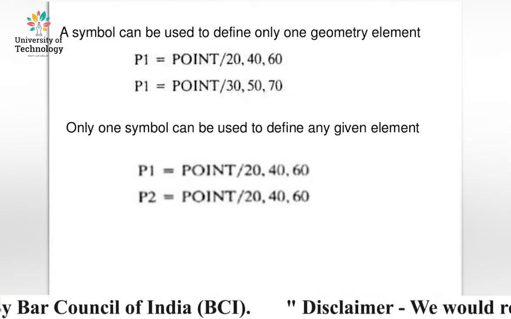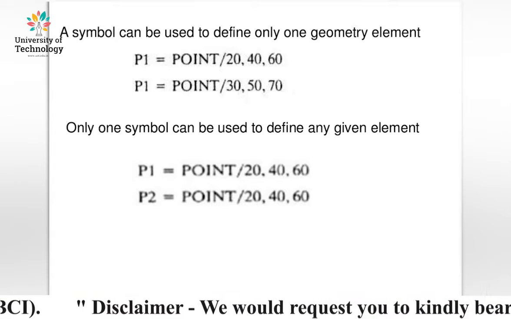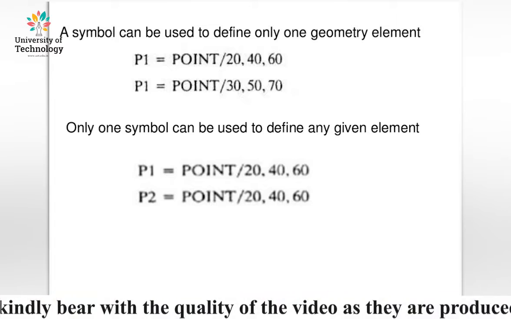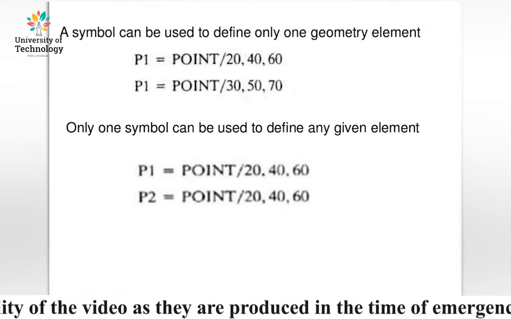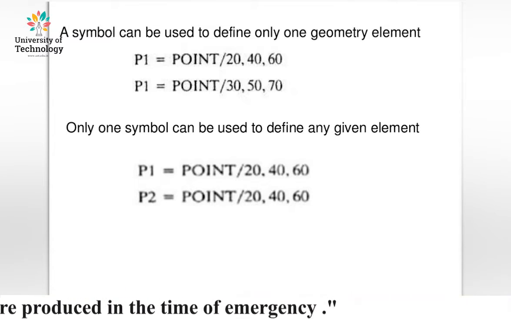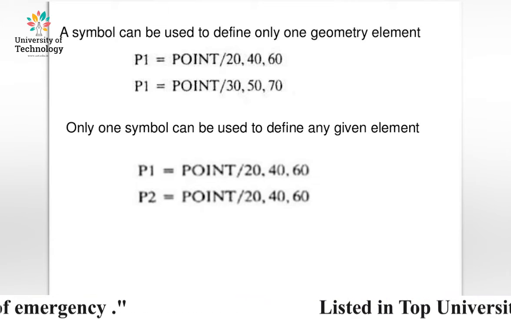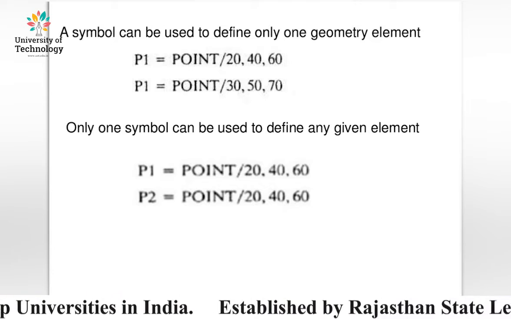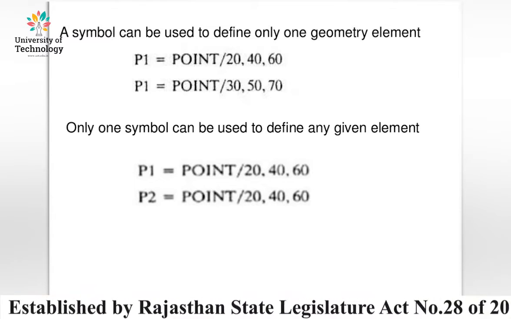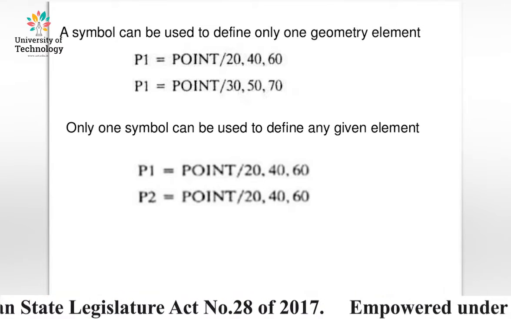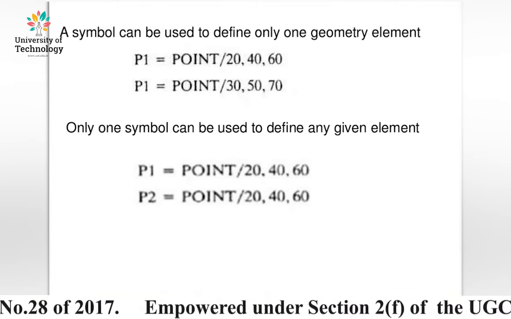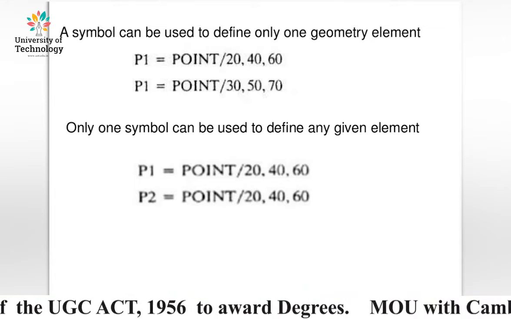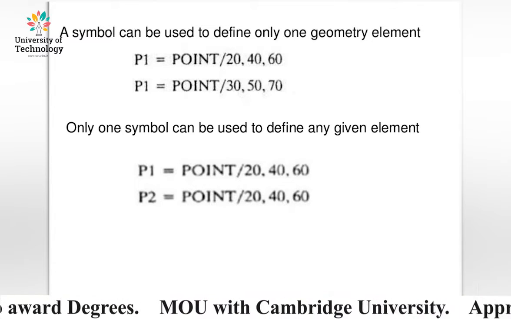A symbol can be used to define only one geometry element. P1 is point oblique 20, 40 and 60, and again P1 is point 30, 15, 70. Only one symbol can be used to define any given element, not repeated. So we first mention P1 for the first point, then the next point we will mention as P2, not the same, in APT language.